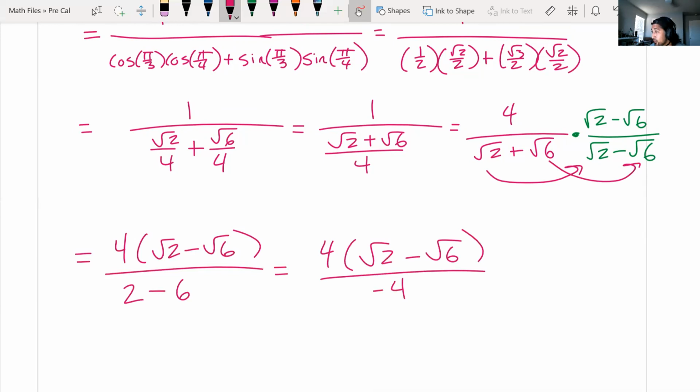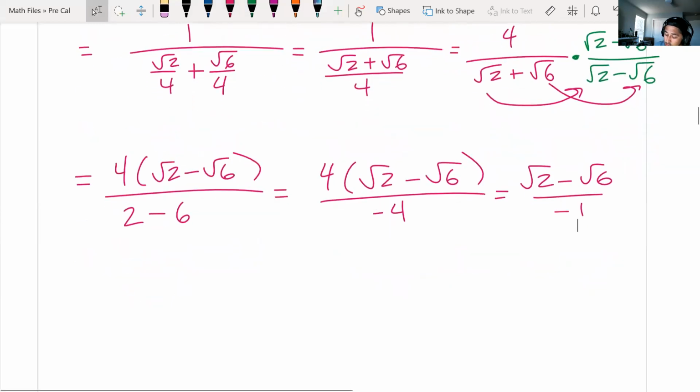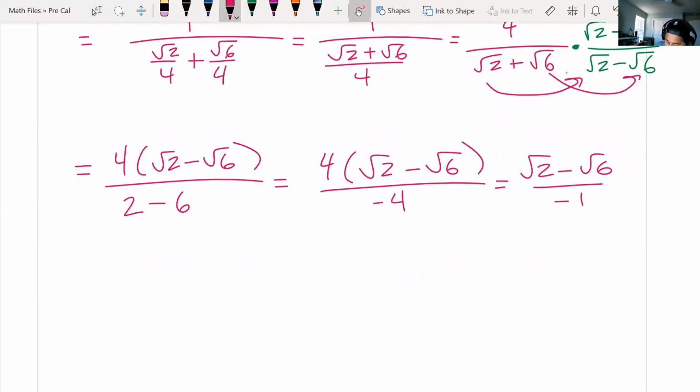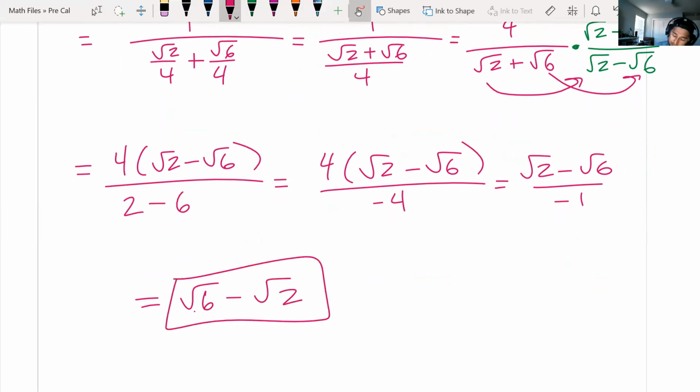Your 4s will cancel. You'll have square root of 2 minus square root of 6 over negative 1. You bring the negative up, and it will change your signs. And what's our final answer? Negative square root 2 plus square root 6. Or how about just square root 6 minus square root 2? You could technically just leave the negative outside and have that in parentheses? Yeah, but that's not simplifying, right? No. Just distribute that negative.